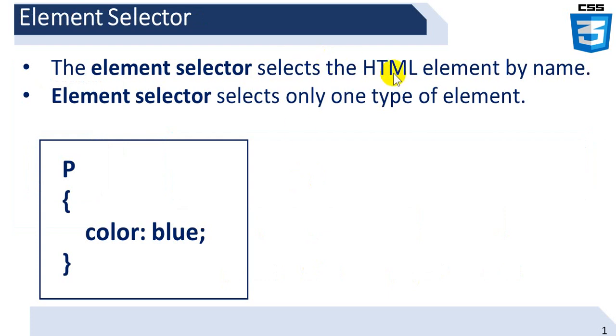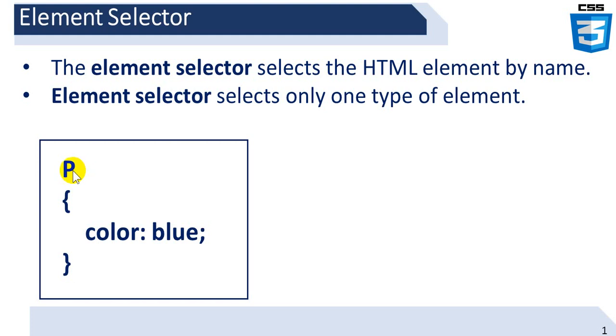The element selector selects the HTML element by name. It selects the HTML element with the help of tag name. For example, I want to select only paragraph tags, only the anchor tags, only the image tags. So it selects the elements based on tag names. See, element selector selects only one type of element. If you pass here P for paragraph, it selects only paragraph types of elements. It is not going to select any other type of elements.